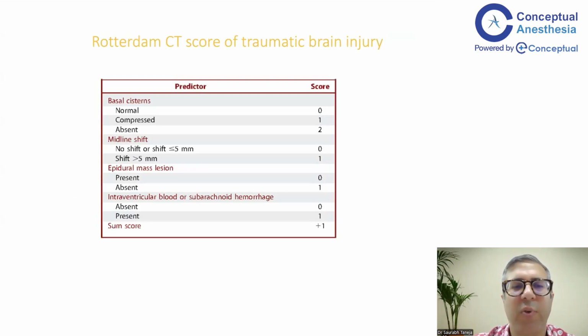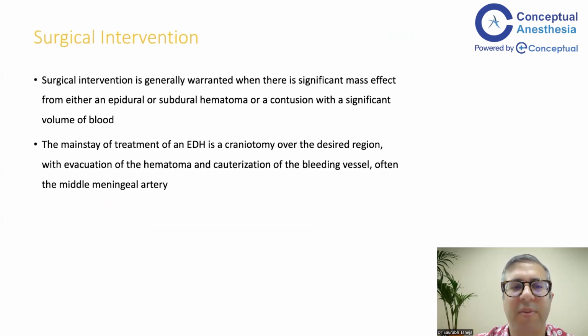Ideally, we should remember the scoring systems' names at least: Rotterdam and Marshall scoring systems. Fine. As compared to this, as a critical care specialist or anesthesiologist, we should focus more on GCS and the FOUR score and the initial management of the patient. I have talked about concussion and EDH, how they present, just to make you aware of the varied presentations of the patient of TBI.